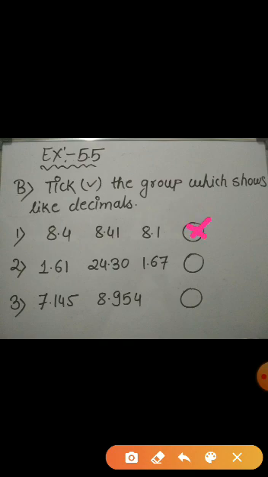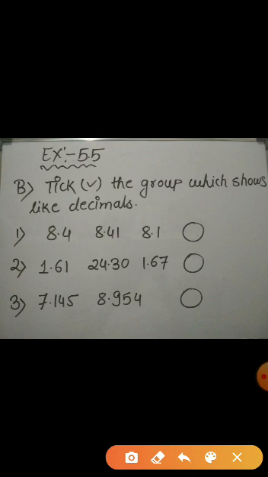Now, coming to the second group, the numbers are 1.61, 24.30, 1.67. Here in the second group, all these three numbers have two decimal places. Since all these numbers have the same number of decimal places, we can say that they are like. Hence, we can put a tick in front of it.